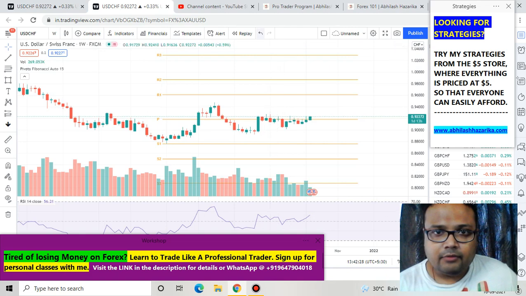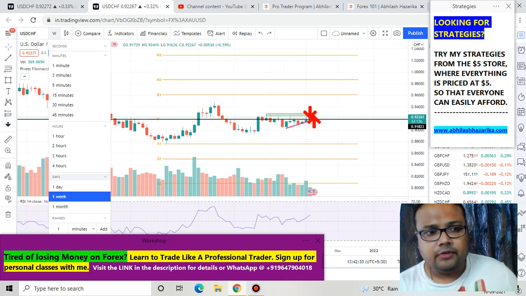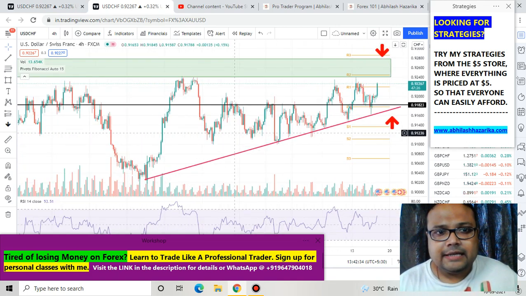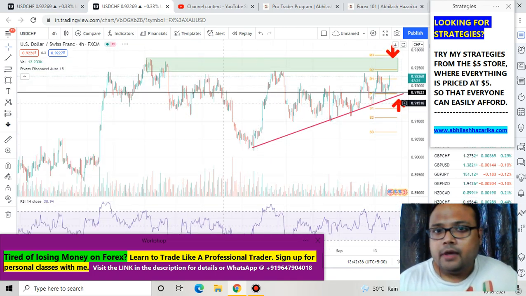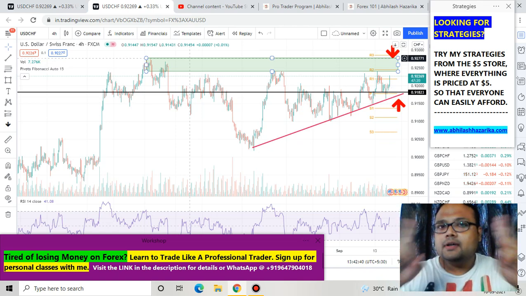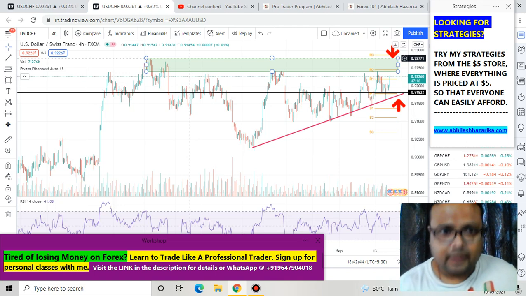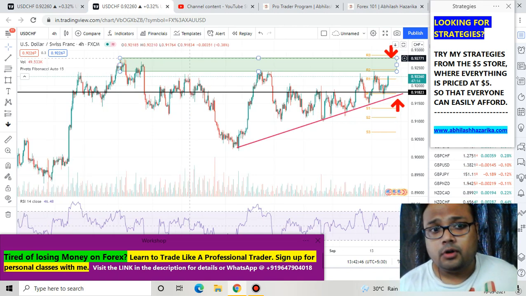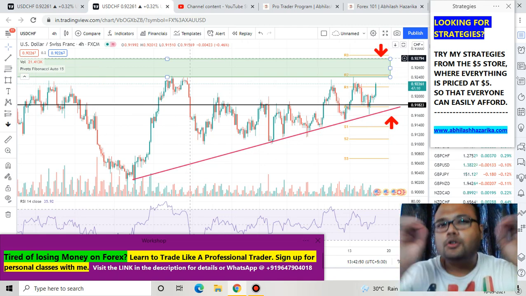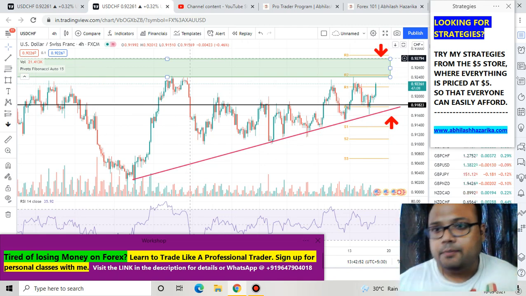If we again move to the 4 hour chart of USDCHF, then we can see that whenever the market was going up, it was facing resistance at this level. So we have a strong resistance on the market. I would like to request you to draw this level so that you can understand the market better, do proper analysis and take the proper trade.